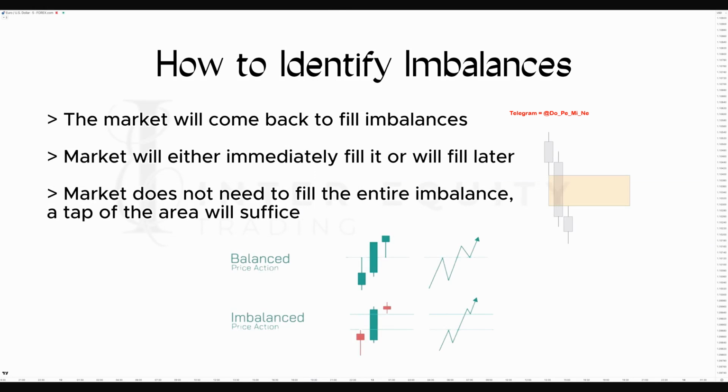So whenever you see these imbalances, the market will return to those areas which may be immediate or later, but it will come back to fill those areas to balance price out. An important point to remember is when the market comes to fill those imbalances, it doesn't need to fill the entire imbalance, okay? It doesn't really need to fill the entire imbalance for price to be fairly delivered. Even a tap into those areas suffice.